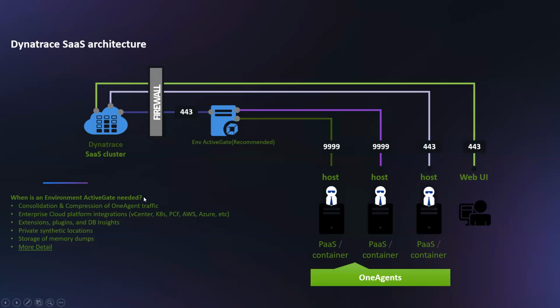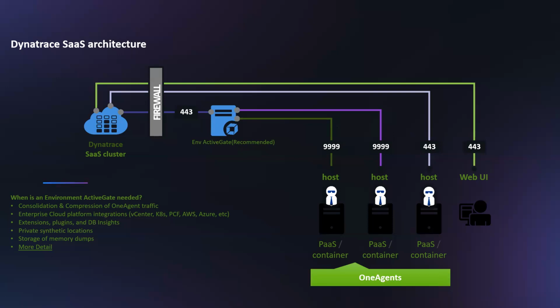So what is the environment ActiveGate? When is it needed? For consolidation and compression of OneAgent traffic. You don't want to send data directly to the Dynatrace SaaS cluster; you want to consolidate and compress that OneAgent traffic. For that, you can utilize it. Then enterprise cloud platform integrations like vCenter, Kubernetes, Pivotal Cloud Foundry, AWS, Azure, GKE. Some plugins, database insight you have developed, private synthetic location, memory dump: for those, an environment ActiveGate is required.